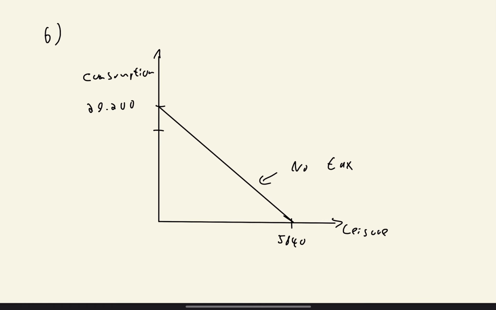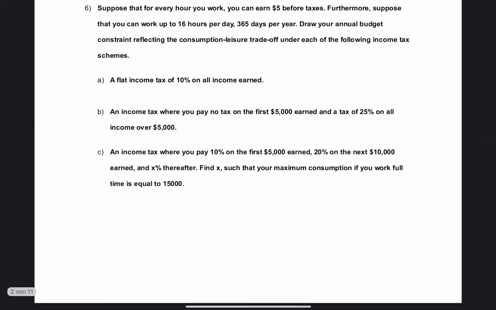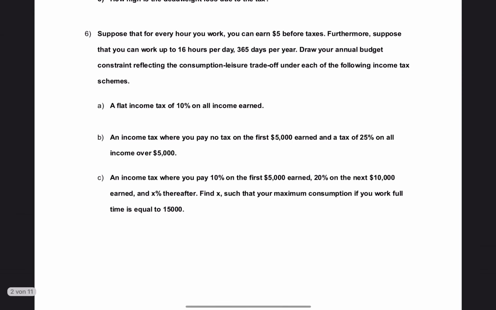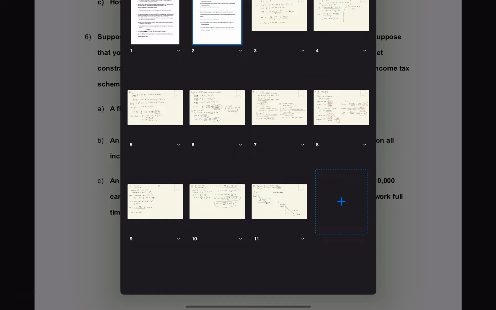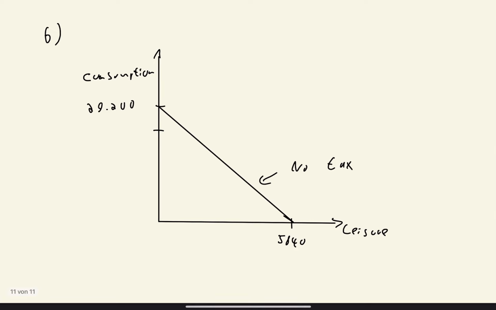Okay, so in sub-exercise B, we have the following situation. We have an income tax where we pay no tax on the first $5,000 which we earn. And then there is a tax of 25% on all income over $5,000. The first thing we need to find out is how much we need to work in order to earn $5,000. Since we have a gross, before tax wage of $5, we have to work for 1,000 hours in order to earn $5,000.